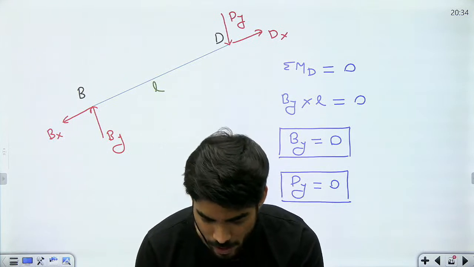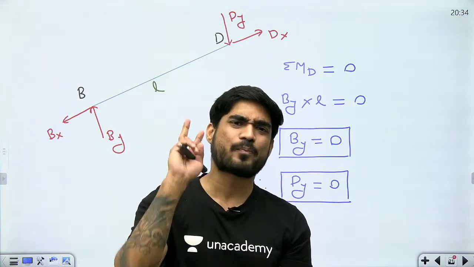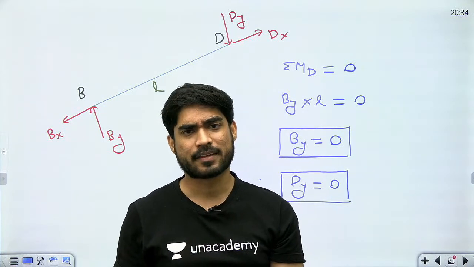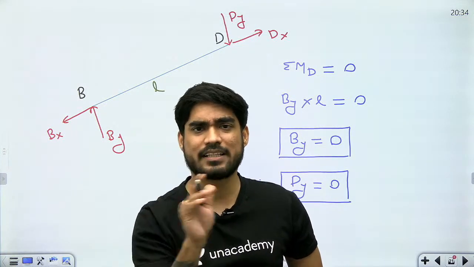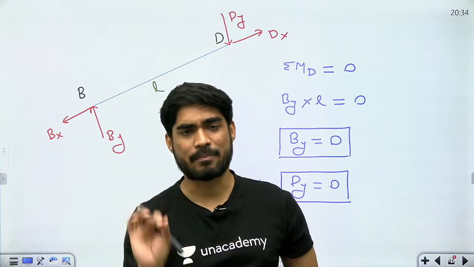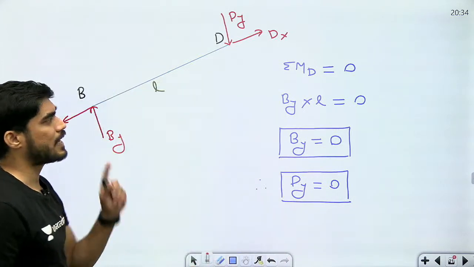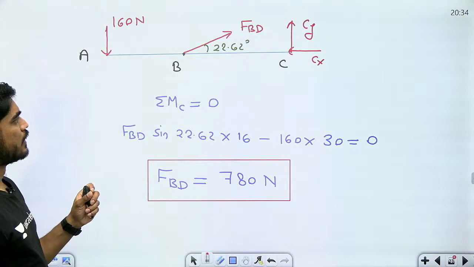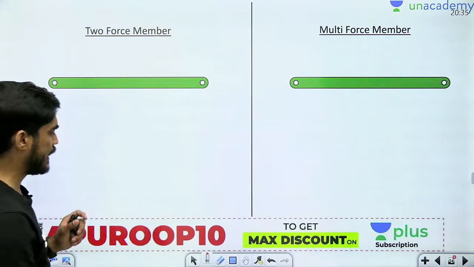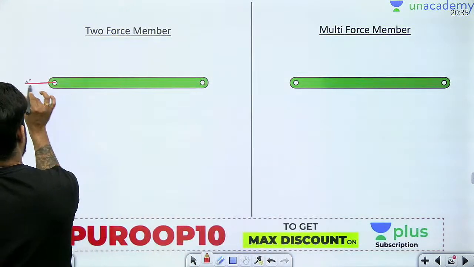Very good Gaurav, very good Nitish, very good, बहुत बढ़िया. तो ये दो पॉइंट ध्यान रखो. There is no force between the ends and it is a straight member. Due to these 2 points, BD is a two force member. तो two force member में दो पॉइंट आपको क्या याद रखने हैं?